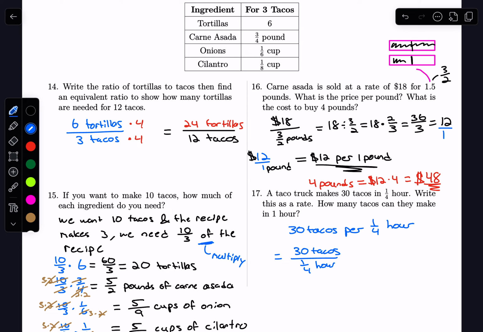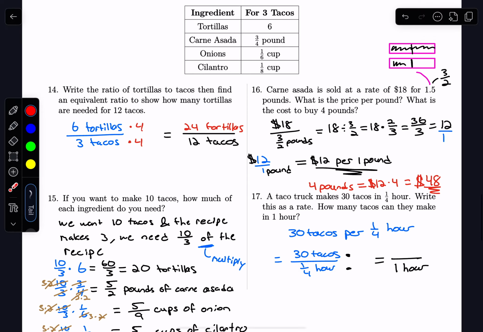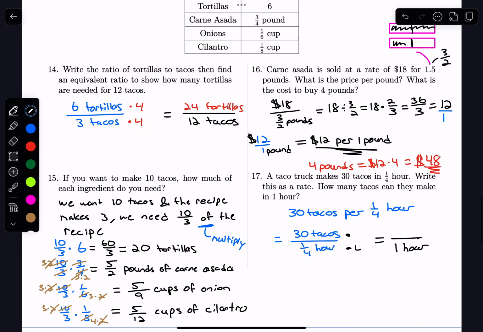And then if we want to find out how many they make in 1 hour, we need to multiply top and bottom by something. So we need to multiply by something on top and by something on bottom to come up with a number over 1 hour, where I need to turn this 1/4 into 1. So how do you turn 1/4 into 1? Well, 1/4 times 4 equals 1. So if I multiply top and bottom by 4, that'll give me 1 hour on bottom. And on top, 30 tacos times 4 is 120 tacos. So we end up with 120 tacos every 1 hour that this taco truck is working.